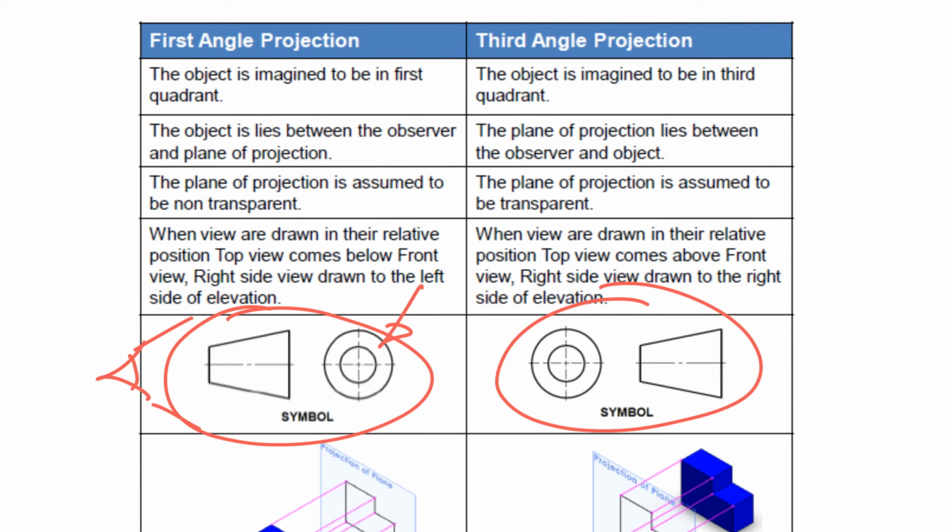Alternatively, for a third angle projection, whatever one sees from this side will be reflected on the same side as the viewer. So if one sees this from the left hand side, the view that he or she sees will be depicted on the left hand side. So this is one key difference between the first angle projection and a third angle projection.